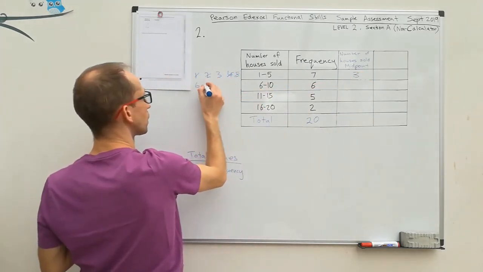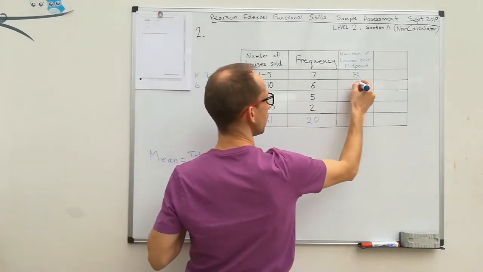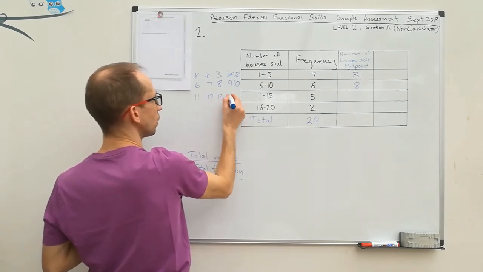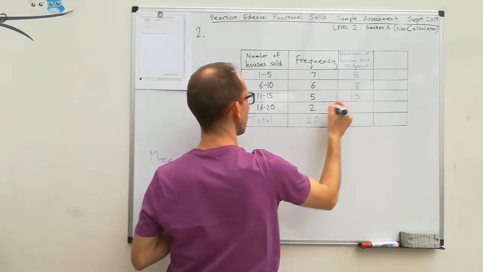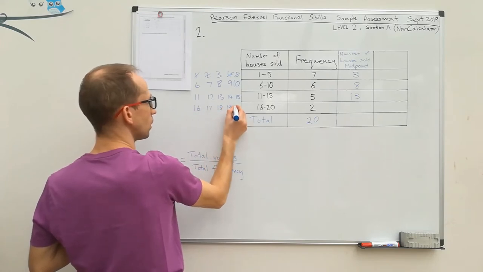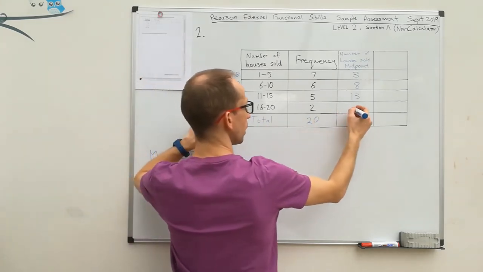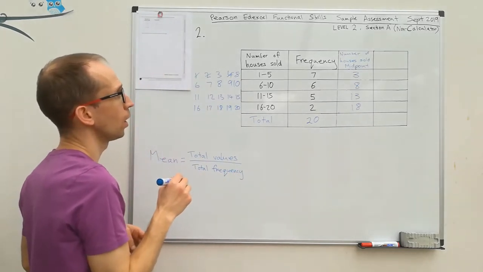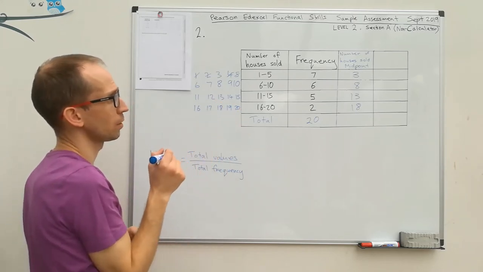We can do the same, 6, 7, 8, 9, 10. So the middle number is 8. 11, 12, 13, 14, 15, it's going to be 13, and 16, 17, 18, 19, and 20. Well, again, the middle one is going to be here, which is 18. Okay. So we've got the midpoint of the number of houses sold.